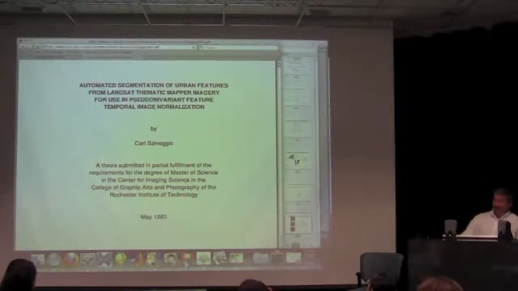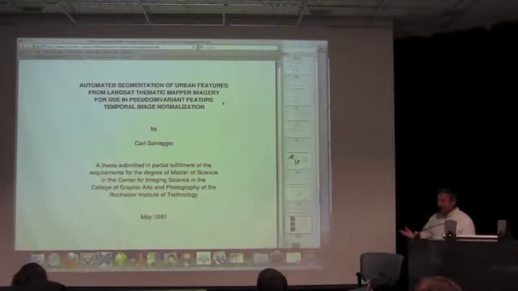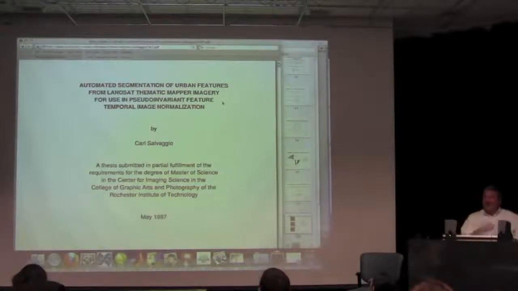Okay? So there it is, right? Automatic segmentation, urban features. It was actually really easy to do.